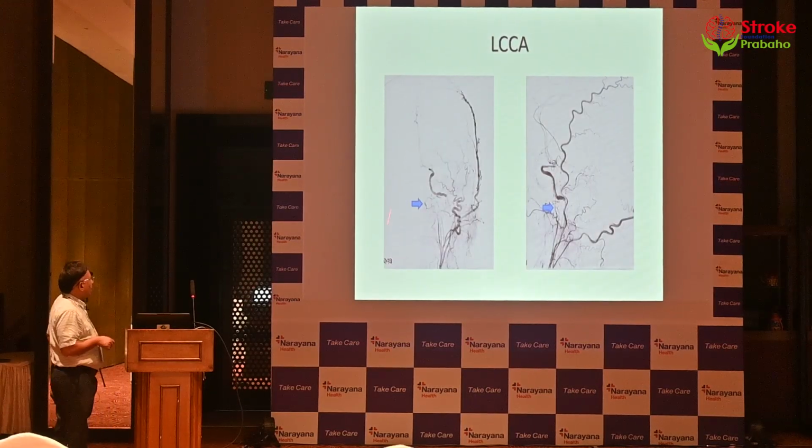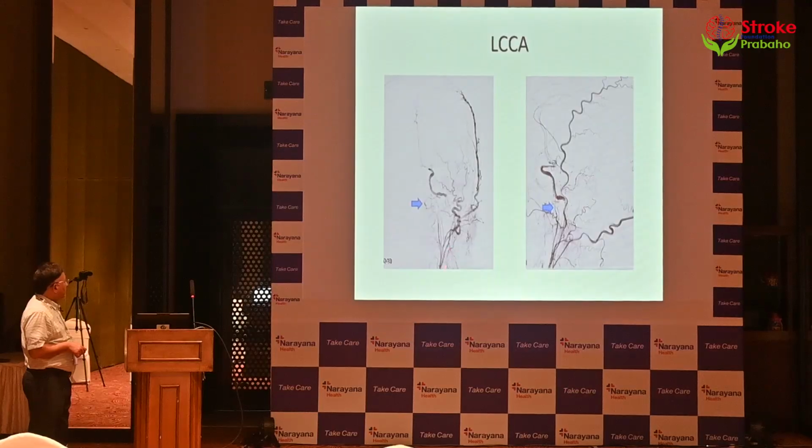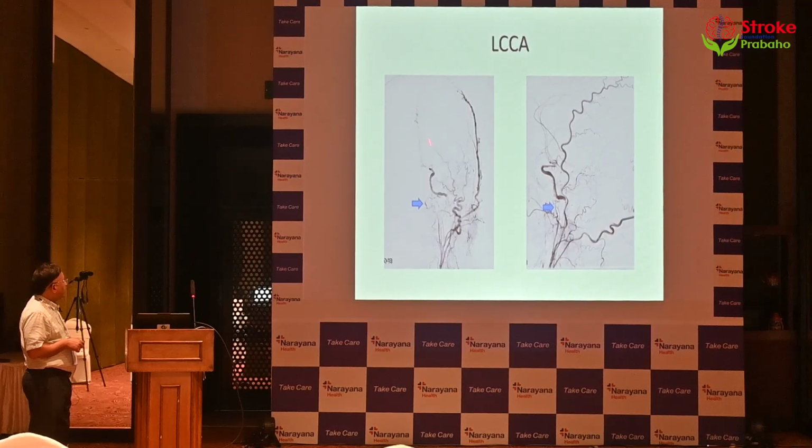This is the left common carotid artery. Again, there is no filling of the internal carotid artery, but you can see a filling of the distal segment of the internal carotid artery, and filling of the anterior cerebral artery. You cannot see the filling of the middle cerebral artery. There is a reconstitution of the internal carotid artery from external carotid artery branches, possibly the ascending pharyngeal artery, reconstituting the distal segment of the internal carotid artery.